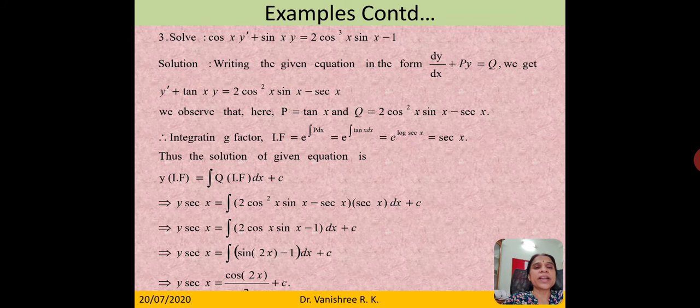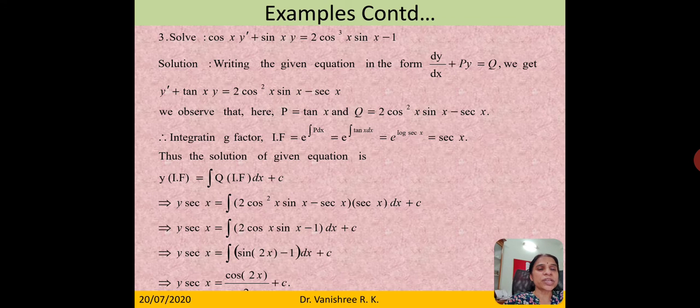Now this is in the form dy by dx plus py is equal to q. What is p here? P is tan x. What is q? Q is 2 cos square x sin x minus secant x. Though it's a very big term, I think this integration should be simple. First step is over; we have written it in the form dy by dx plus py is equal to q. Next, we identify p and q and write the integrating factor. Integrating factor is e to the power integration p dx, and here p is tan x, so it is e to the power integration tan x dx, which is e to the power log secant x. So the integrating factor is secant x, because e to the power log of a function of x is that function. So the second step is over.